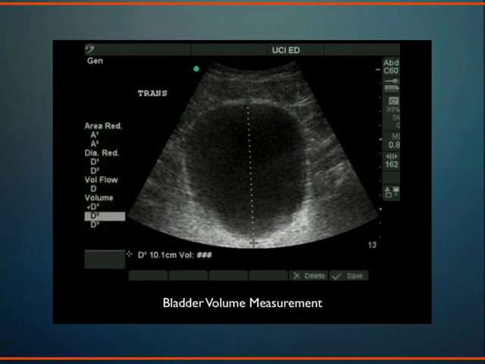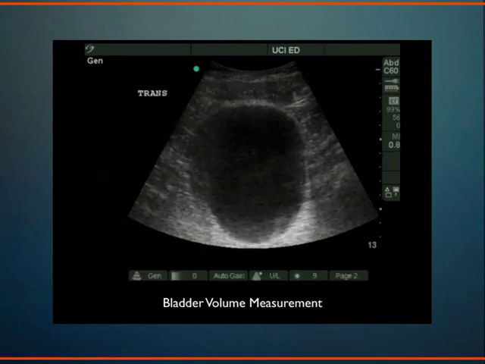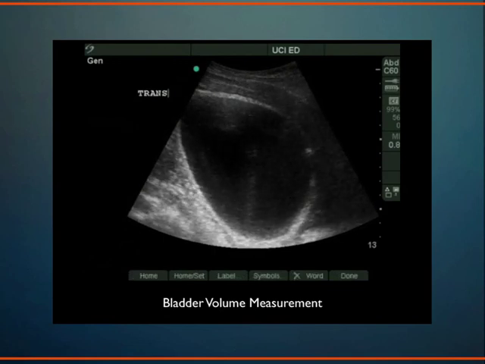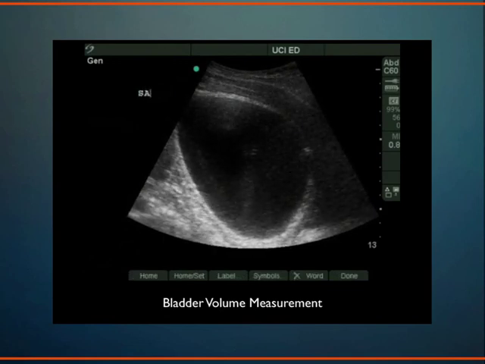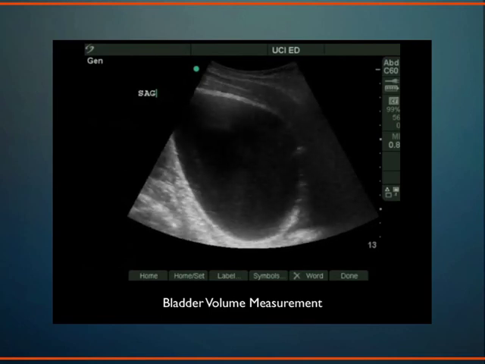So we can input these, and some machines will allow you to do this. D1 got entered. Now we're entering D2, which we're going to call the width. So it was the height, and then we got the width, and then we change the plane from transverse. We unfreeze the machine, and we move the probe into a sagittal plane, where now we have the length of the bladder here. So those are the three dimensions: height, width, and length.